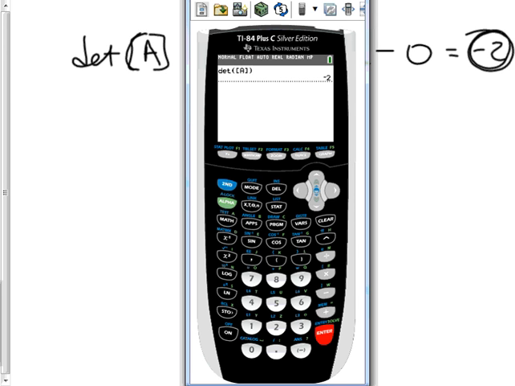Okay, why don't you type in matrix A again because we're doing more stuff with it. It's 2, 3, 0, negative 1.